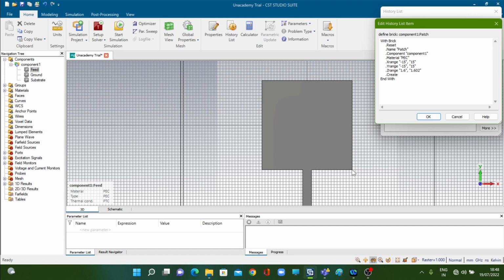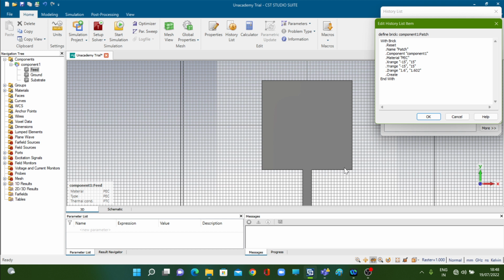So as of now, we just need to refer to the coordinates of these 4 points only. So 15, 15, minus 15, 15, minus 15, minus 15, and 15, minus 15. These we will note down somewhere.